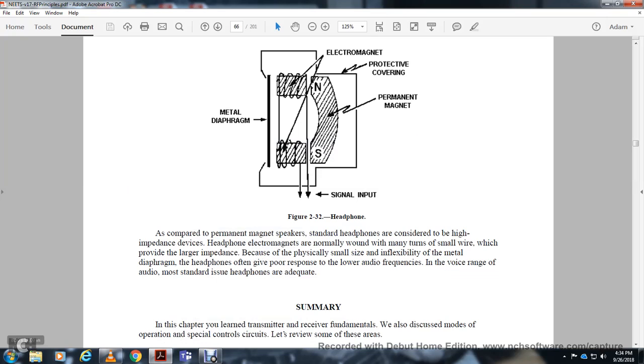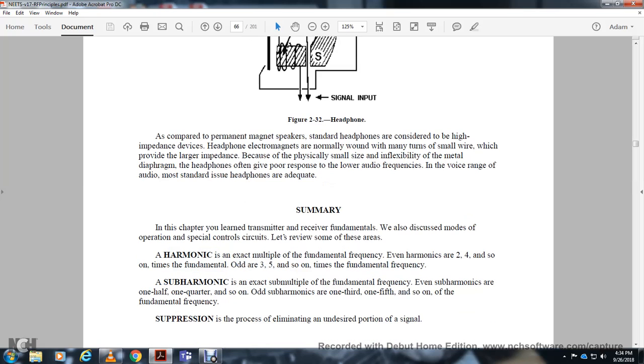Alright, summary 2. In this chapter, you will learn about the transmitter and receiver fundamentals, cover the modes of operation, special control, with a review of some of the other areas. Harmonic: an exact multiple of the fundamental frequency. Even harmonics are the 2nd, 4th, and so on; odd harmonics are the 3rd, 5th, and so on. Subharmonic: an exact submultiple of the fundamental frequency. Subharmonics are 1/2, 1/4, and so on. Odd subharmonics are 1/3, 1/5, and so on.